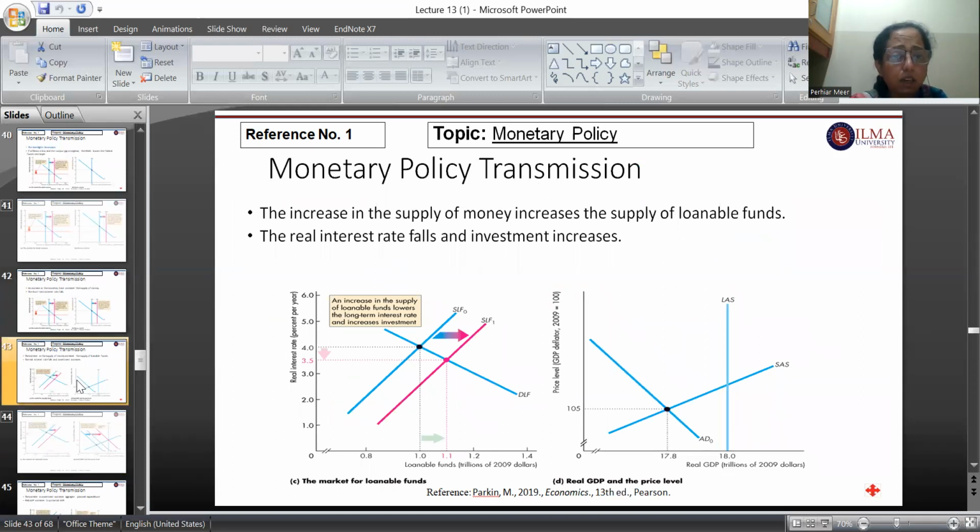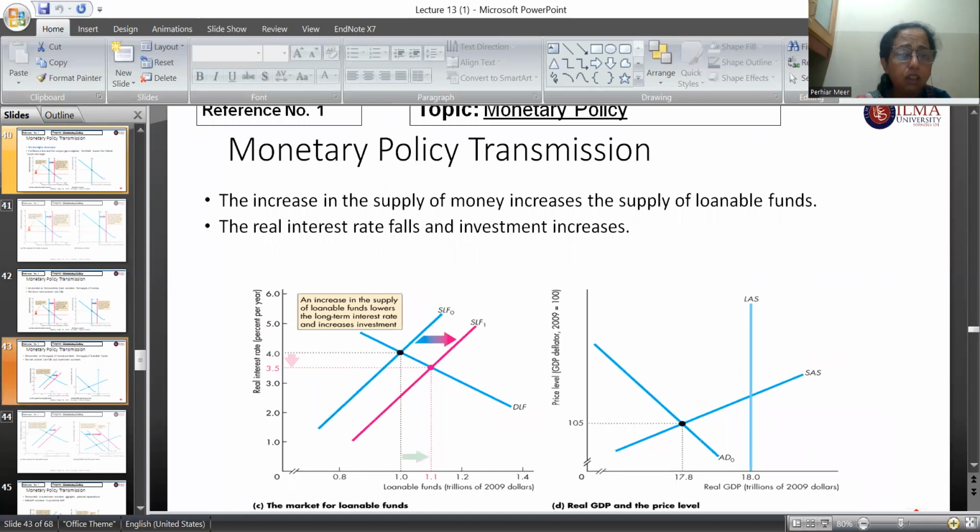An increase in the supply of loanable funds increases the long-term interest rate and increases investment. The increase in the supply of money increases the supply of loanable funds. The real interest rate falls and investment increases.